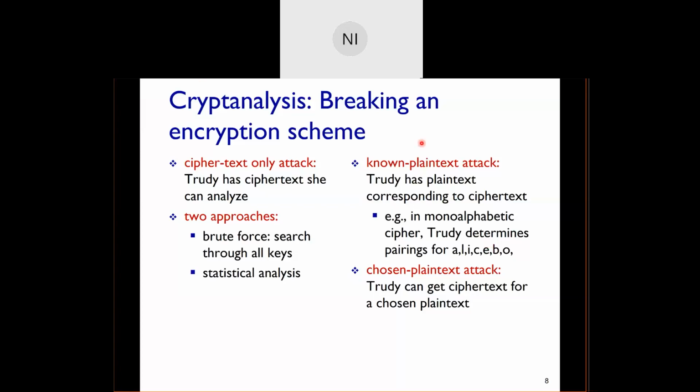Sir, no query, just one point. There is one more attack, the chosen ciphertext attack, where the attacker can get access to the decryption algorithm and then he can decrypt certain ciphertext of his own choice. So that is the chosen ciphertext attack.